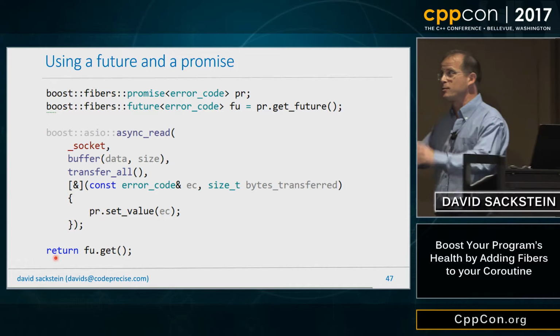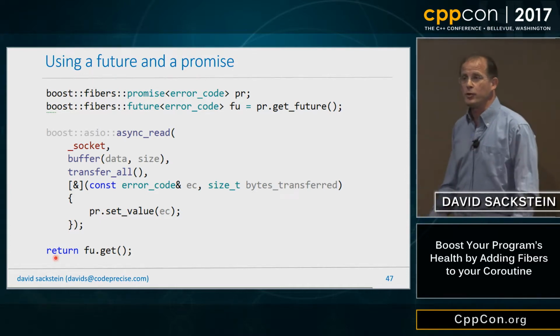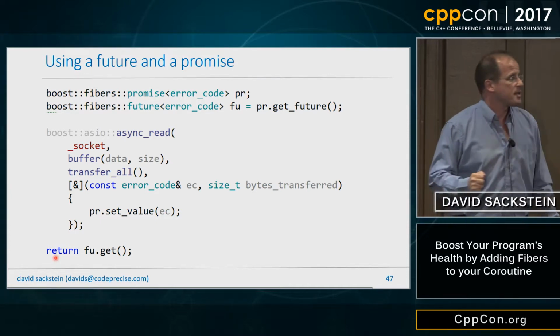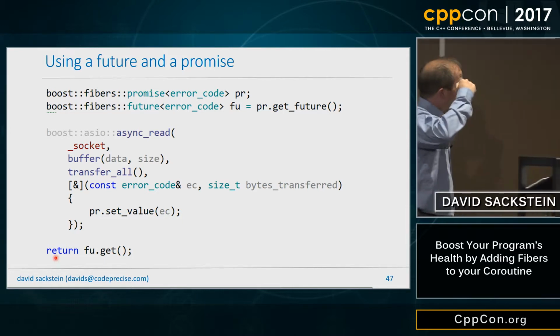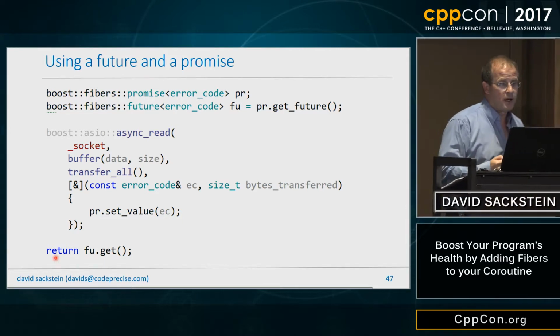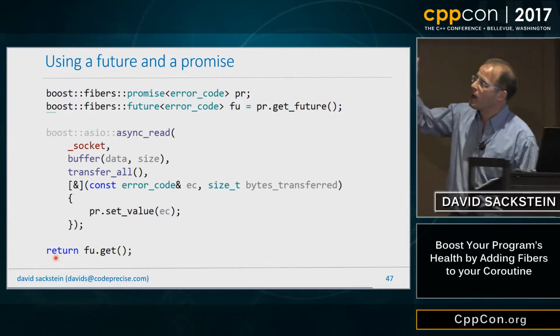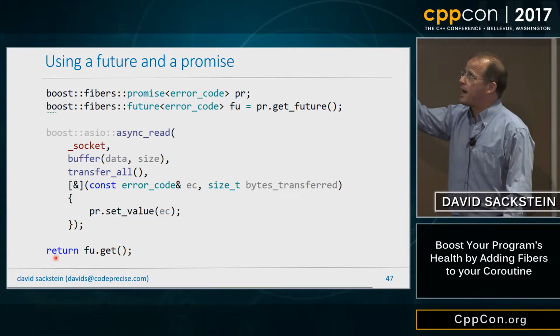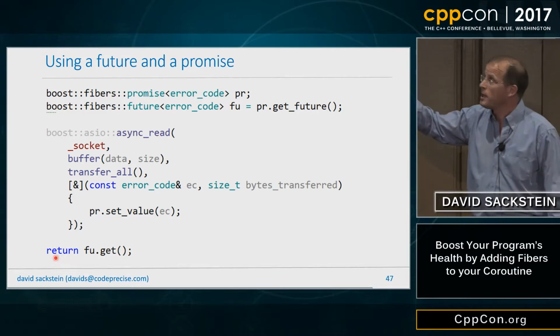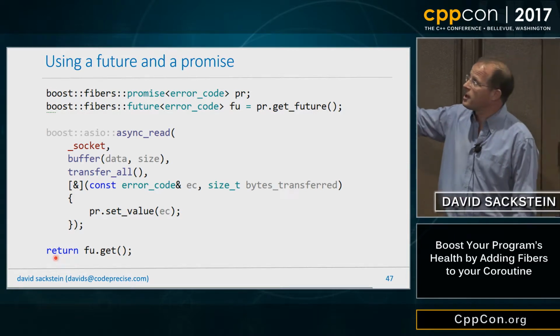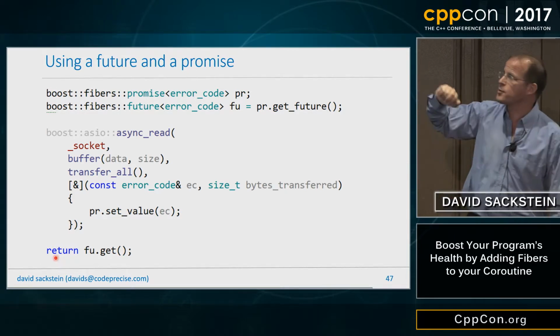And here again, and this is really what I wanted to come to, is how you can use futures and promises. Here is an example of an asynchronous call to Boost ASIO. It would look like a blocking call. Here you have a promise of an error code, and from that promise I create a future. And then in the callback to my read function, I set the value. I could also set the exception of that promise.